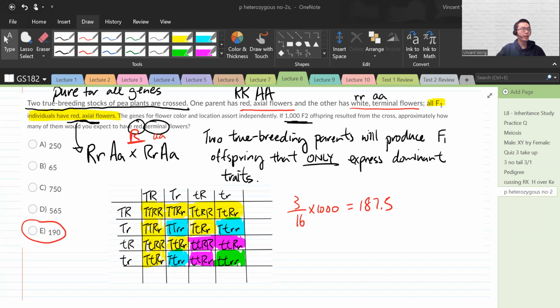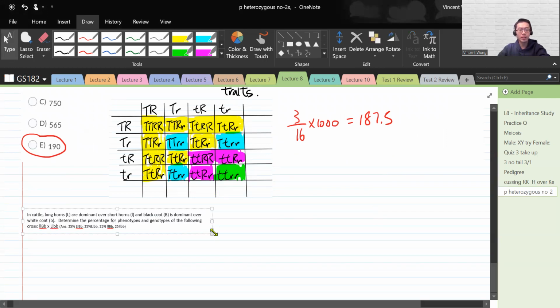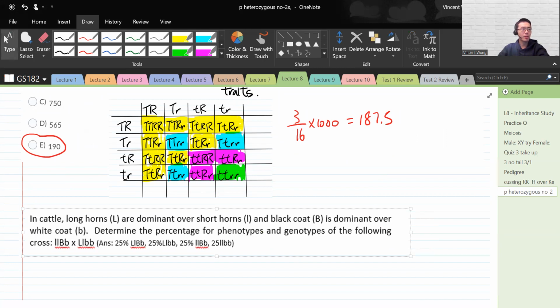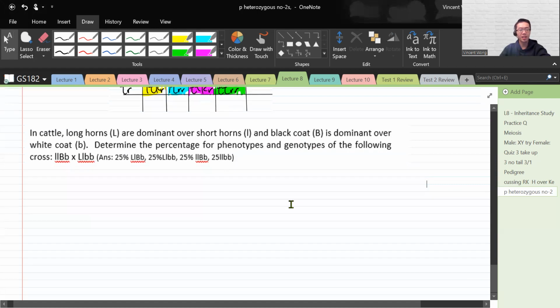Let's do that cattle question that we had. This stuff is important, huh? Not only do you have to do it on the quiz, but in second semester, you will continue to learn this in the context of blood type. So it's important that you learn it properly now.